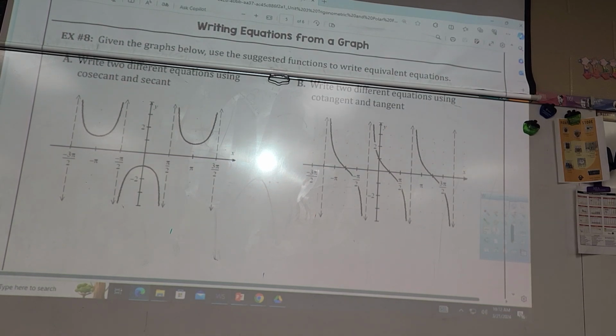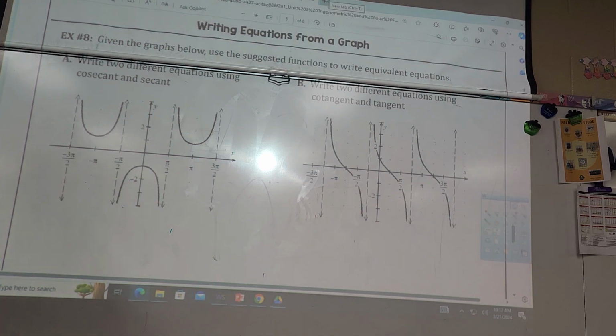Alright, so write the equation. I take it back, we do have a decent amount to do today. So, write two different equations using cosecant and secant. We can do this two different ways. I'm going to do this relatively quick.